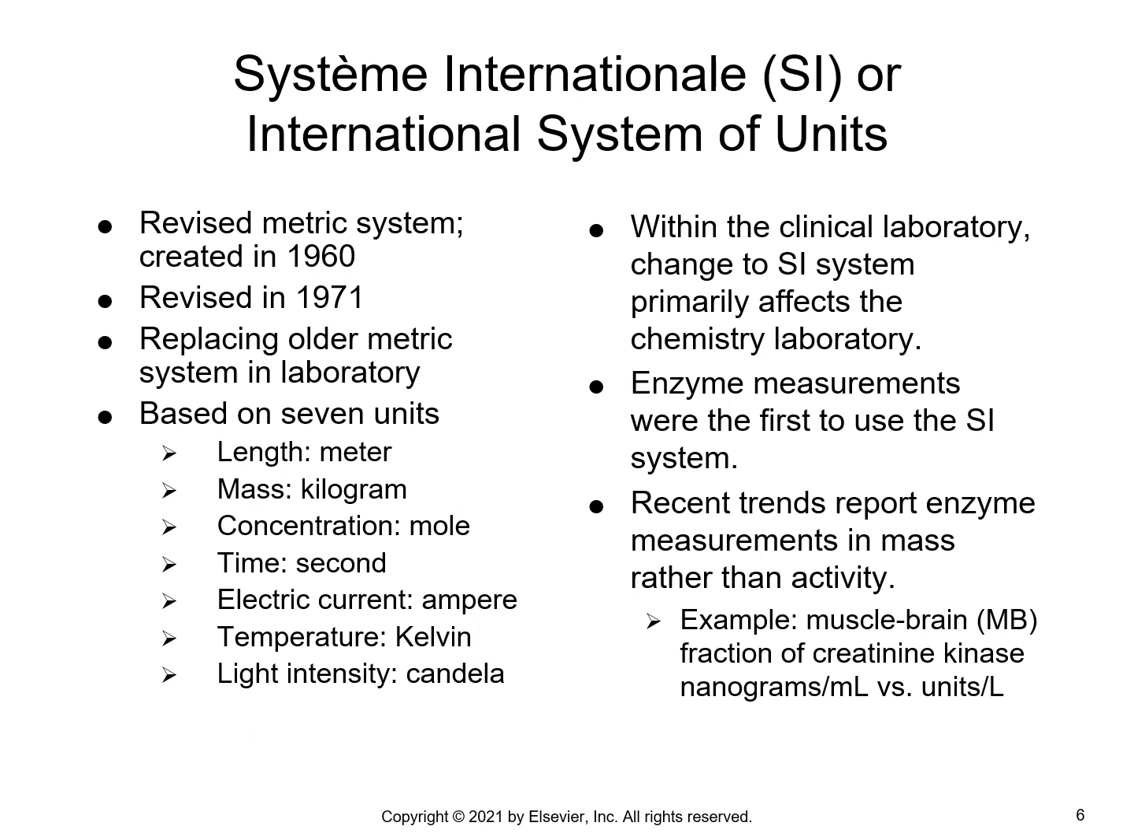Within the clinical laboratory, this change to the SI system primarily affects some of the chemistry laboratory results. Enzyme measurements were the first to use the SI system, and recent trends report enzyme measurements in mass rather than activity. An example of this would be the MB, or muscle-brain fraction, of the CK results, which is reported in nanograms per milliliter versus units per liter. Once we start getting into some of your chemistry analytes, you'll start seeing these measurements a little bit more.